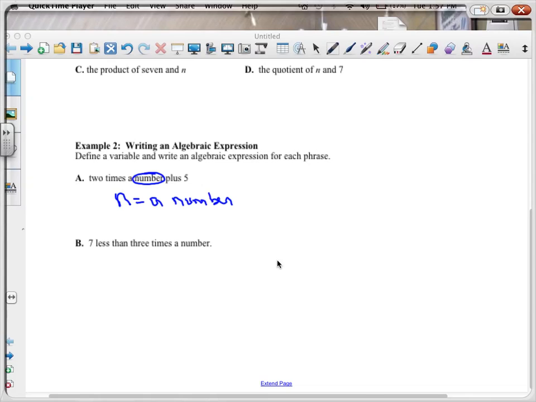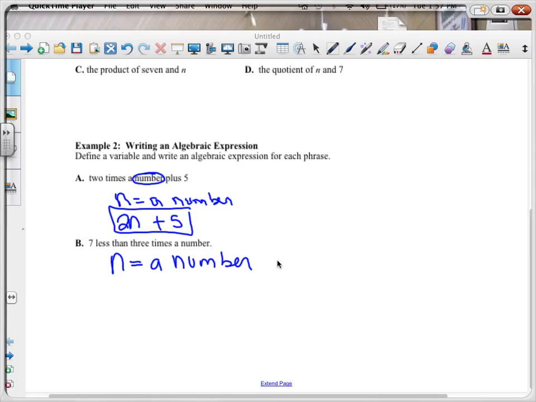So if we're doing 2 times a number plus 5, it means we're going to take n and multiply it by 2, and then plus 5. So this right here would be our expression: 2 times a number plus 5, that number being n. Same thing on letter B, we need to define a variable, so we can use n again. n equals a number.